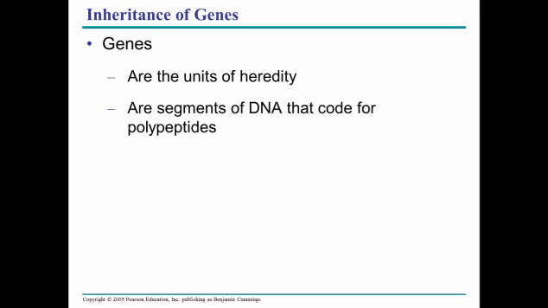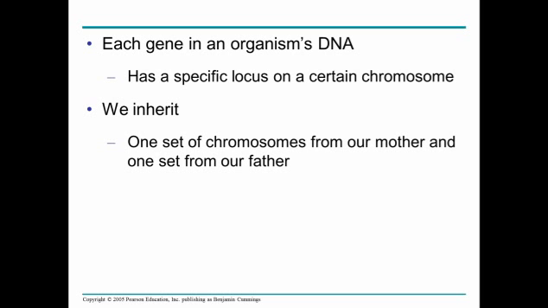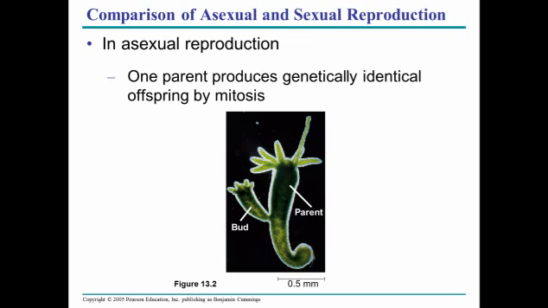So parents give genes to their offspring. Genes are the units of heredity. They're segments of DNA that code for polypeptides, for proteins. And each gene in an organism's DNA is located on a certain place on a chromosome. And in every organism of that species, that gene is located at that specific locus. And then these chromosomes are passed down from parents to offspring, one set from mom and one set from dad.